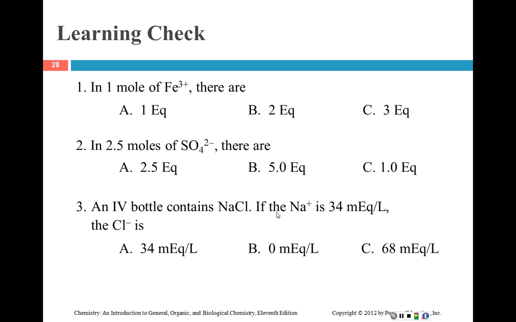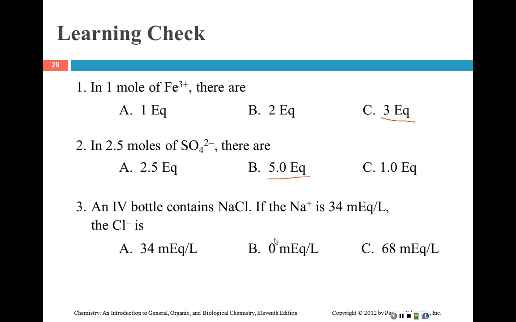So in 1 mole of Fe3+, how many equivalents would you have? Well, you'd have 3, right? Because it's the charge on it. Now, if you have 2.5 moles of SO4 2-, how many equivalents would you have? Well, if you just had 1 mole, you'd have 2, right? But instead of 1 mole, you have 2.5. So instead of just 2, you have 2.5 times 2, so you'd have 5 equivalents.